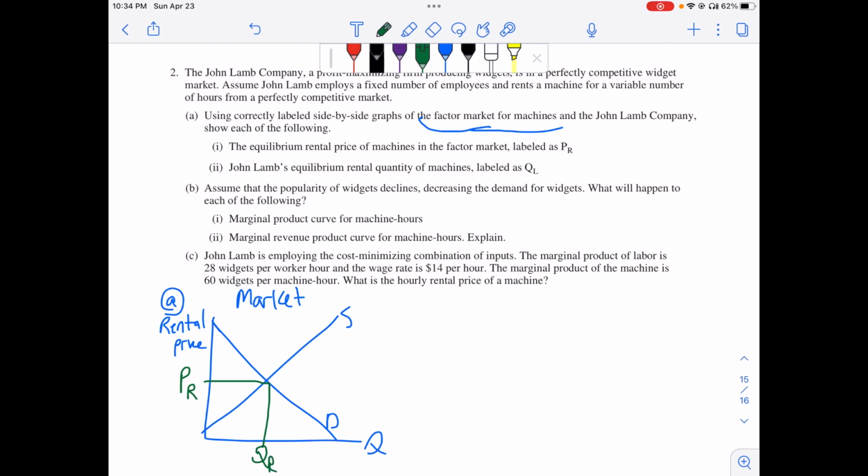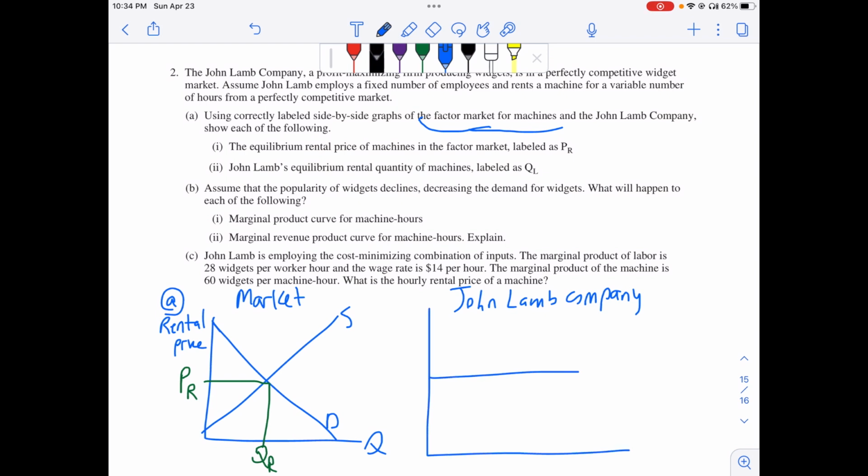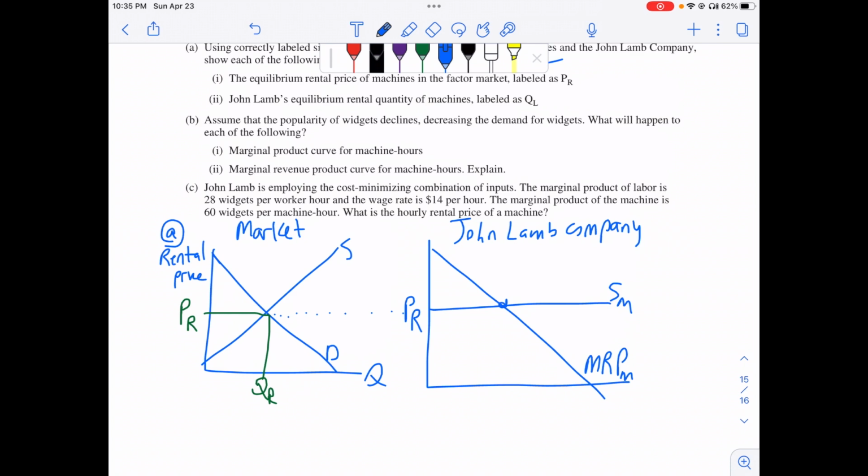And now we just need the John Lamb Company, his graph. As you know, when it's perfectly competitive, it'll be a straight line. But when we're dealing with the factor market, remember, it's the opposite. So it's not demand, it's supply of machines. And then we need a downward sloping MRP of machines. And it's horizontal here at your price of R. So this right here is your quantity Q_L.